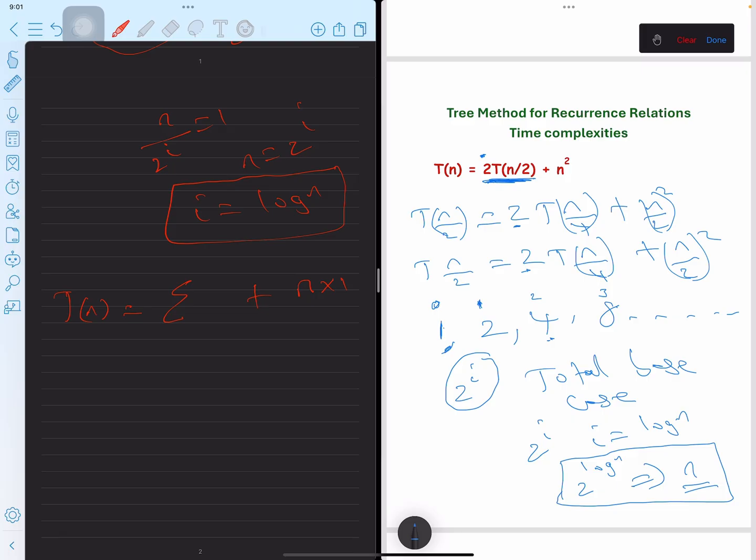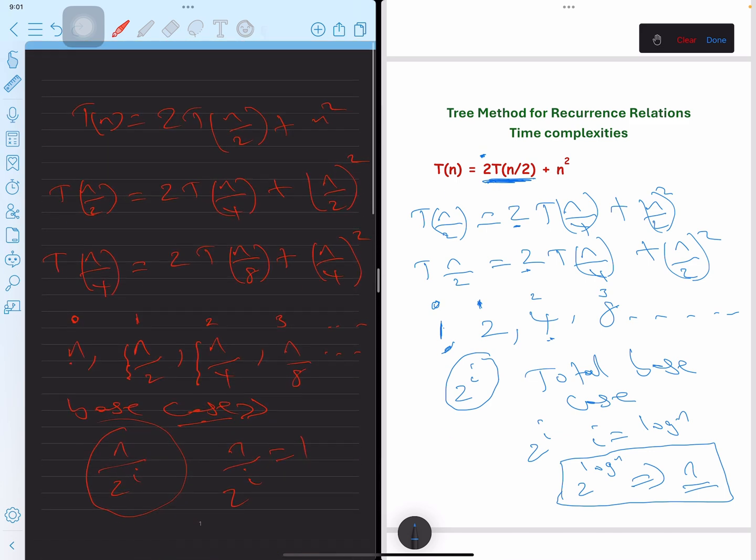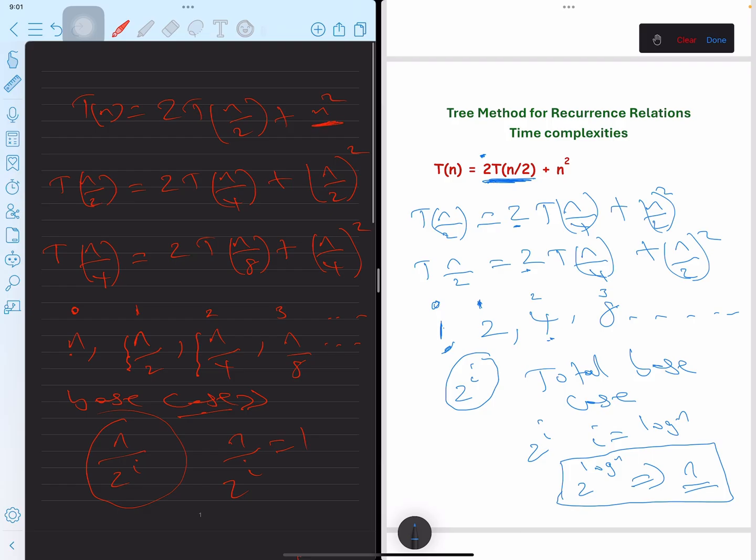So times all the total number of cases, that is, I'm going to have n times 1. So the work done at each of the levels before the base case, we're going to start from i equals 0 up to log n minus 1, because I'm adding the base case. Now, what is the work done at each of the levels? The work done at this level is n squared. This one is this. This one is this.